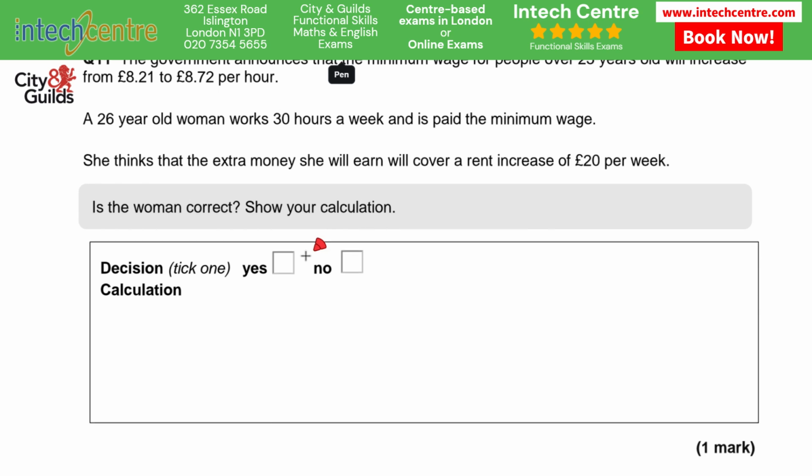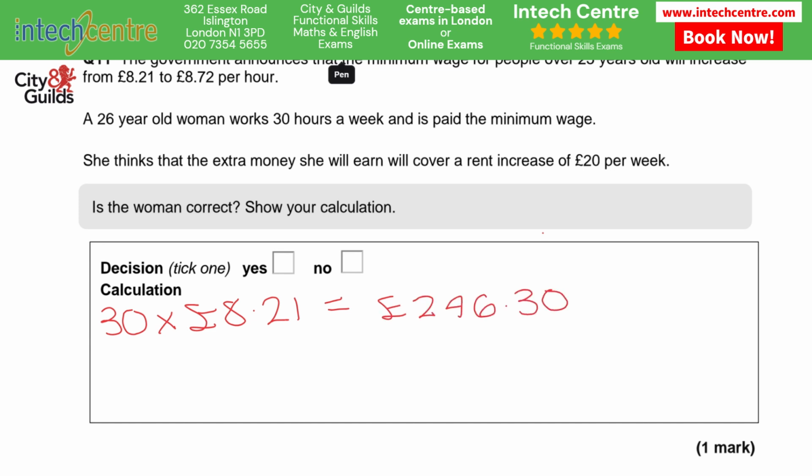Now, we start by approaching this question by calculating her current wage per week. So we are told she works 30 hours a week, so 30 times by her current wage is £8.21. So we times 30 by £8.21, and this is equivalent to £246.30.